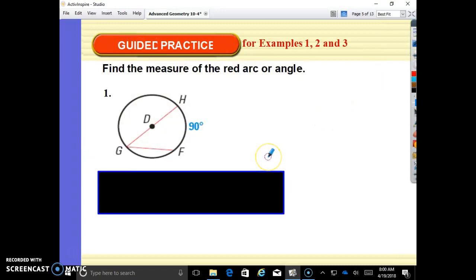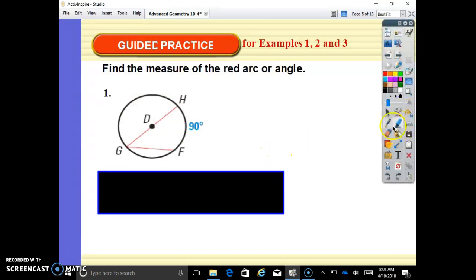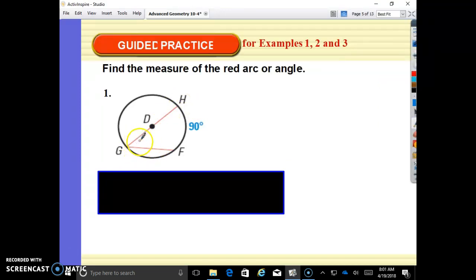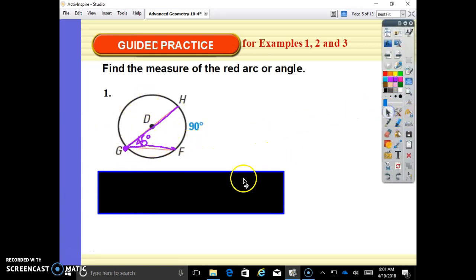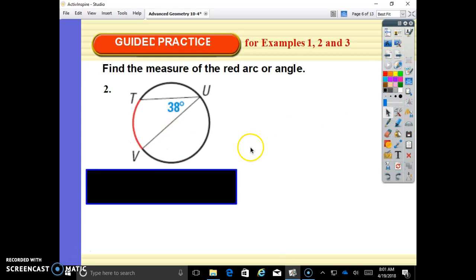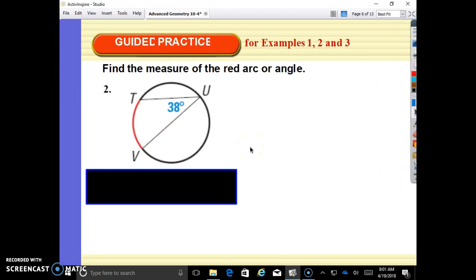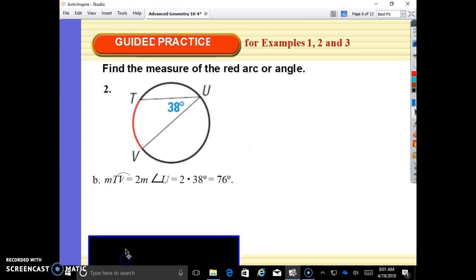Find the measure of the red arc or angle. What angle is this? I did hear the right answer, 45 degrees, because it's half of the arc that it opens up to since it's on the perimeter of the circle. How about here? 76, correct.